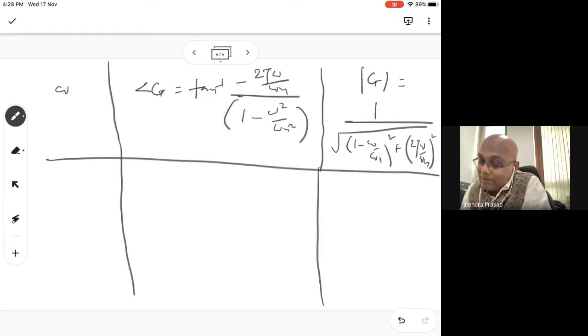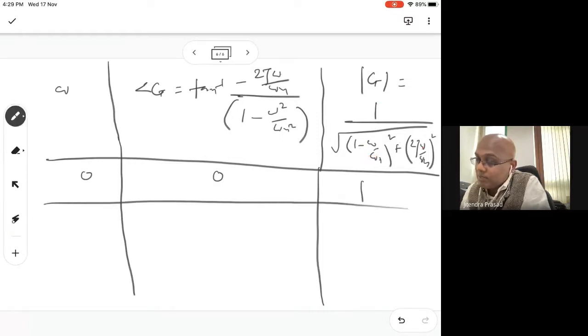So start with omega equal to 0, then what happens? Putting omega equal to 0, we get 0 only. So the angle is equal to 0. And what is the value of the magnitude? You put 0 here and 0 here, the value equals 1, so we get 1. So the first point is completed.